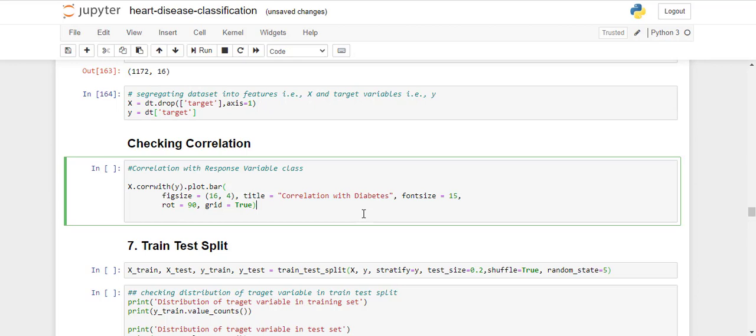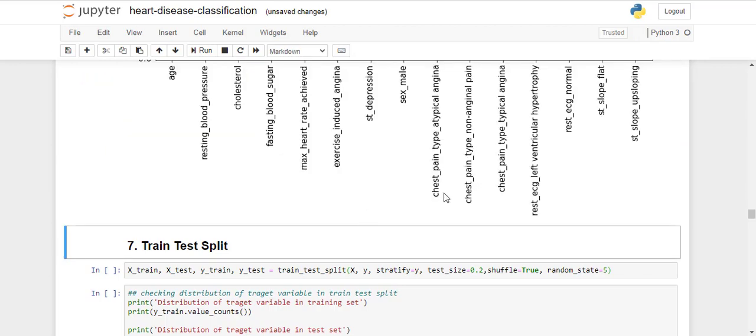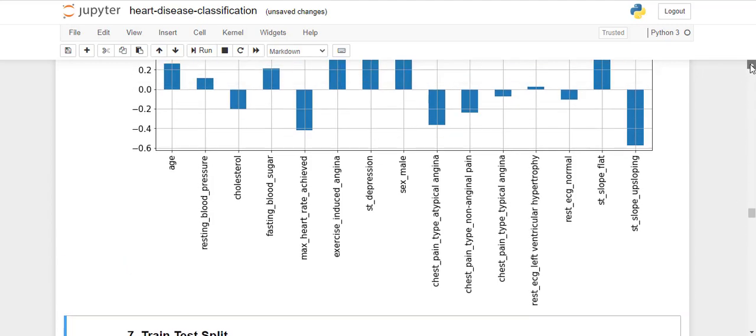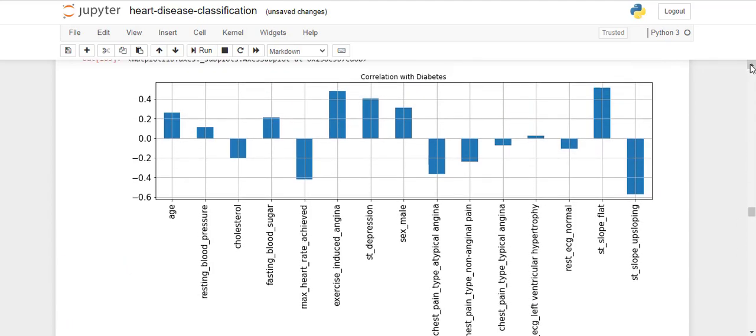So as we can see, we have some of the things that are positively correlated. As we have already told you, if you have ST slope flat, then you are most prone to heart attack, and its value is closer to 1. So that's why it is positively correlated. And ST slope upsloping is for normal patients, which have value 0. So that's why it is negatively correlated.